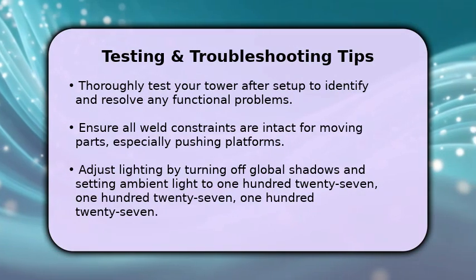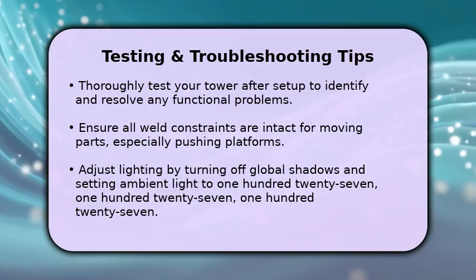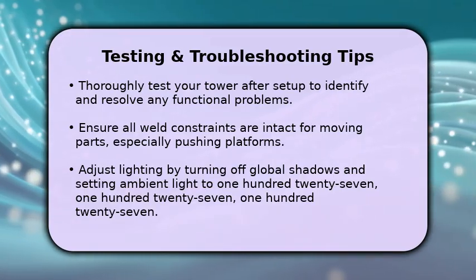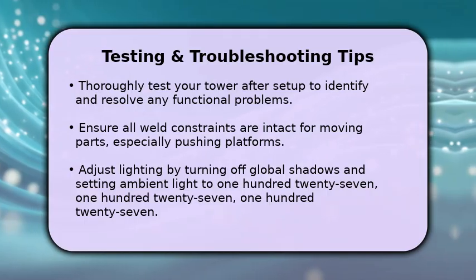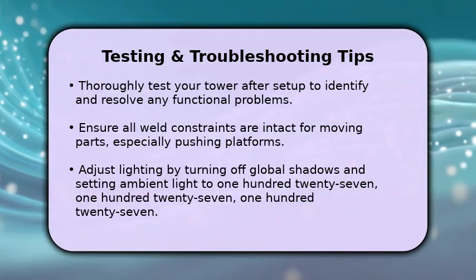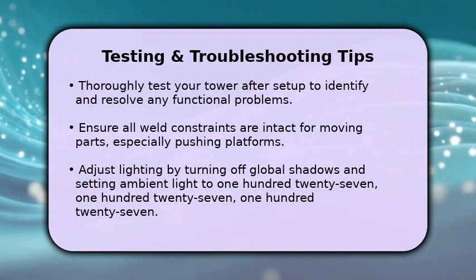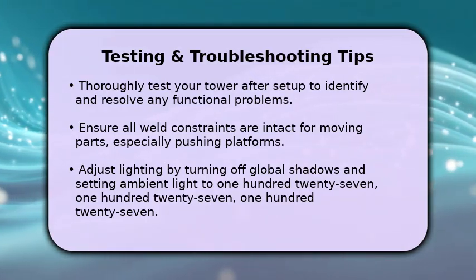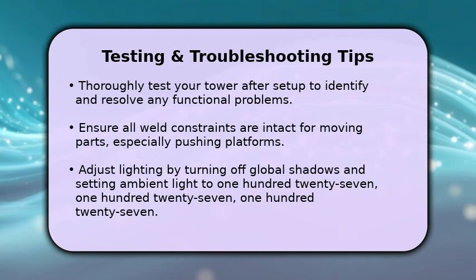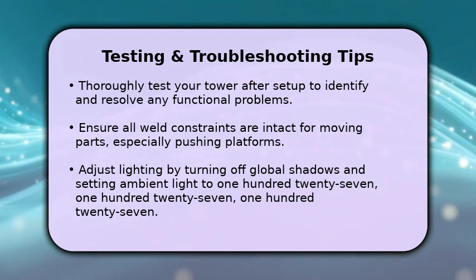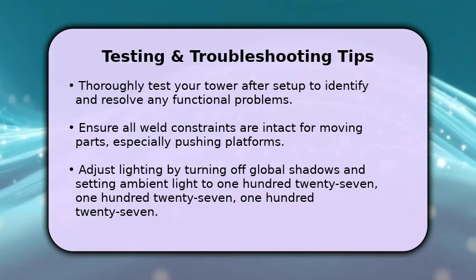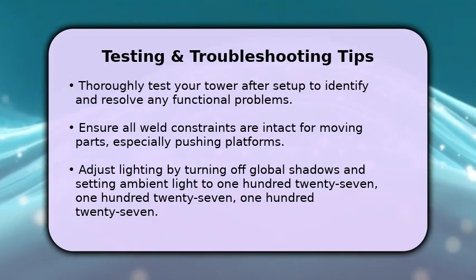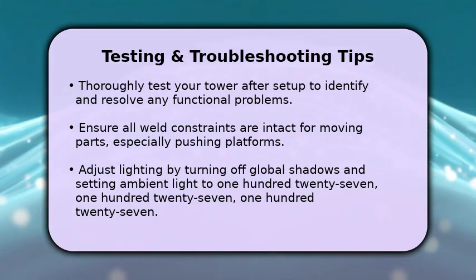After setting up, always test your tower extensively to catch any issues early. A common problem with pushing platforms is broken weld constraints, so verify these are correctly applied. For visual consistency, turn off global shadows and set your ambient lighting to 127, 127, 127. These steps will help ensure your JTOH tower is polished and ready for players.